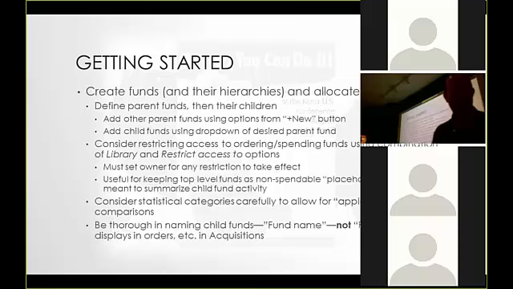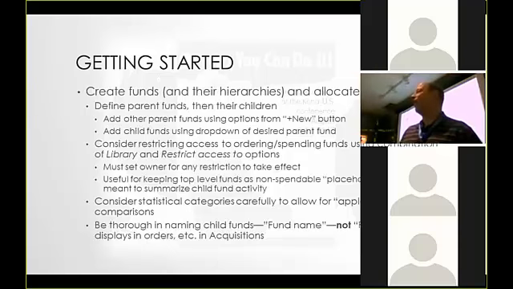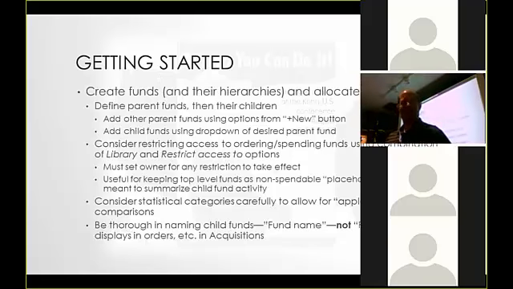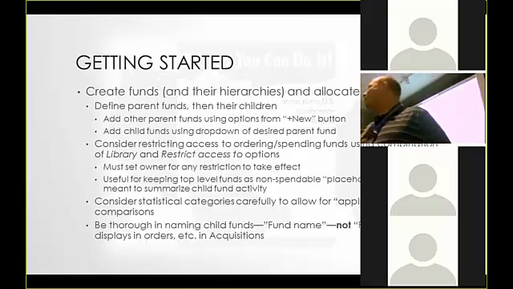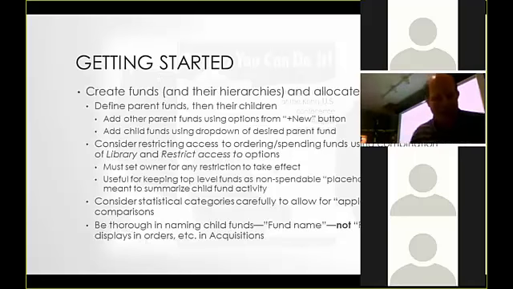Hierarchies and allocating them. Always define your parent or top-level funds first, and then their children. You can always add other parent funds using the options from the new button, but note that you add child funds using the drop-downs of any desired parent fund. I've been working with this, and I actually got all the way down to 12 levels of children and could have kept going. I figured that was more than enough for anybody. If you've got that many levels, well, you probably have bigger problems to worry about.